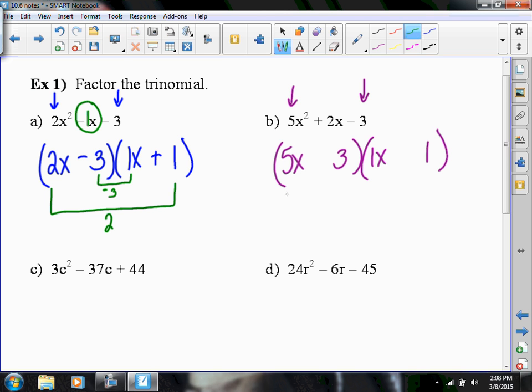And then I'll check my outers and inners. 5 times 1 is 5. 3 times 1 is 3. Now 5 and 3 have to get me to a 2. And that will happen if I make the 5 positive and the 3 negative. So the negative needs to go in those parentheses there.